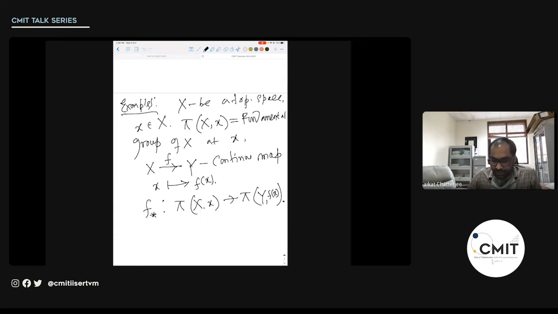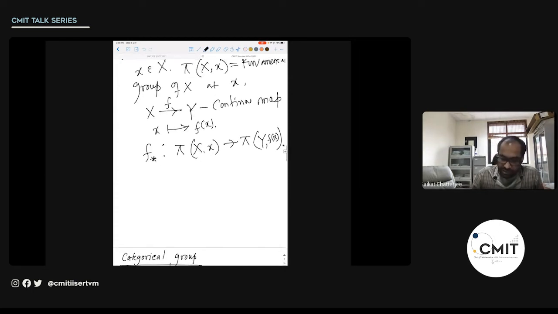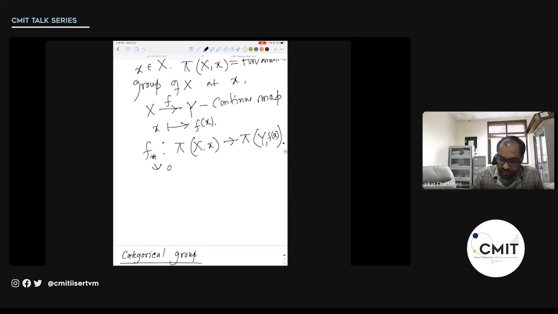Right, so this F star is a group homomorphism. So this is a continuous map. This is a group homomorphism. Moreover, it actually respects the composition. This induced homomorphism.